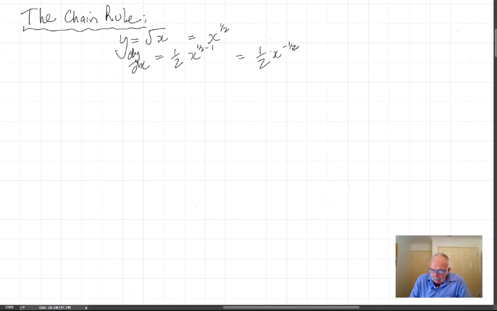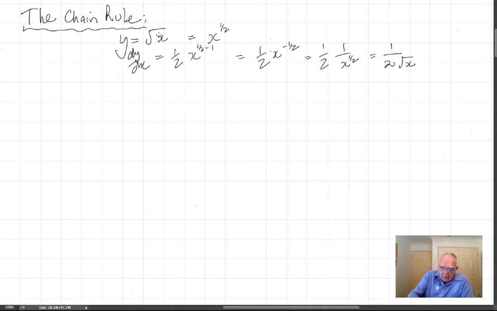And we know also that to the negative a half, you can take it downstairs and make it to the positive. And when we multiply out the top, we get 1 over 2. Now instead of to the power of a half, we can go back and use the radical sign. So it's 1 over 2 root x.